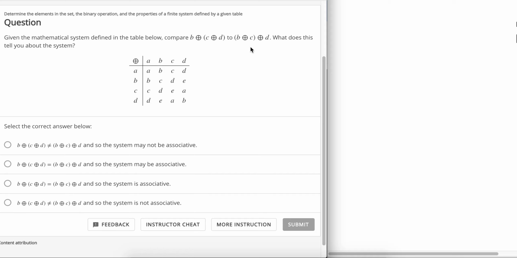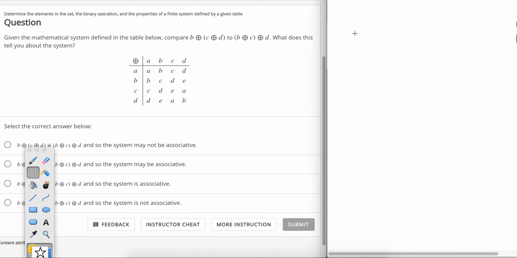So they told us they want us to compare. Okay, so let's actually do this out. B alien C, alien operation D.